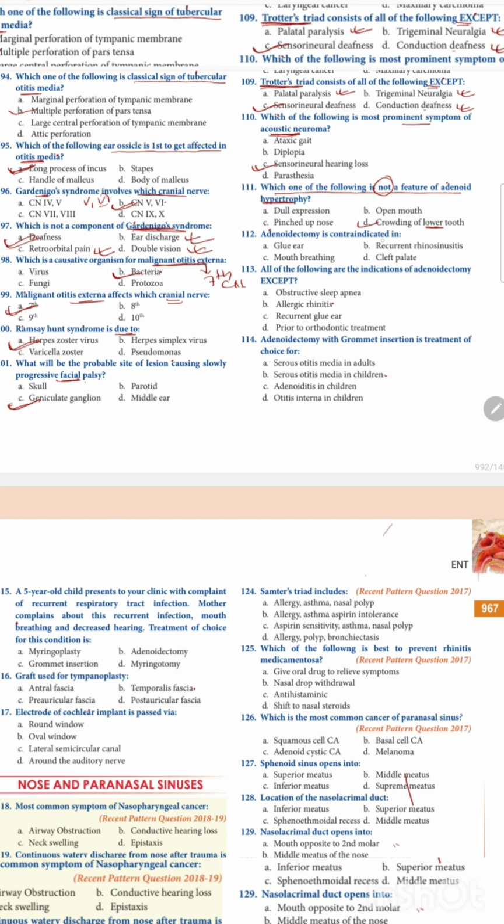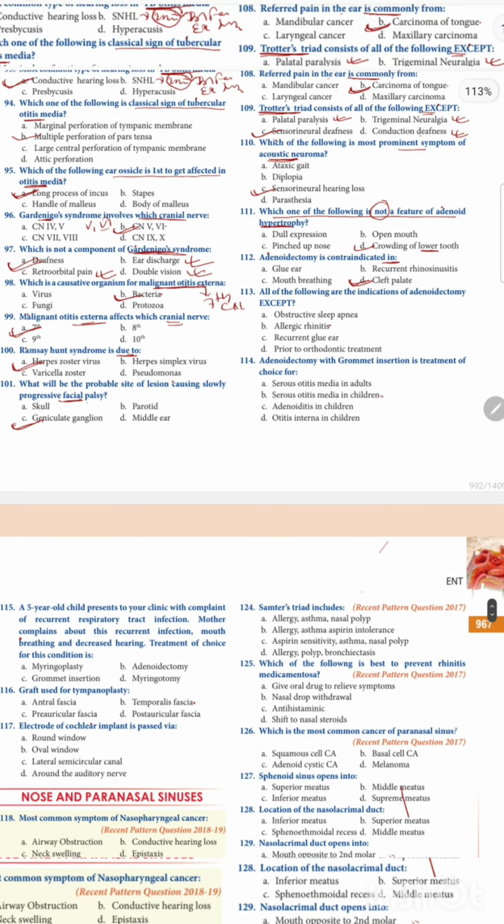Adenoidectomy is contraindicated in: glue ear, mouth breathing, recurrent rhinosinusitis, cleft palate. Cleft palate is contraindicated for adenoidectomy.